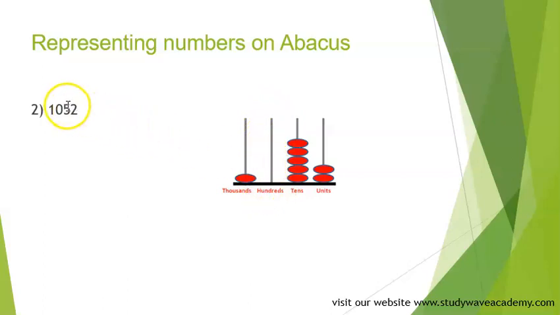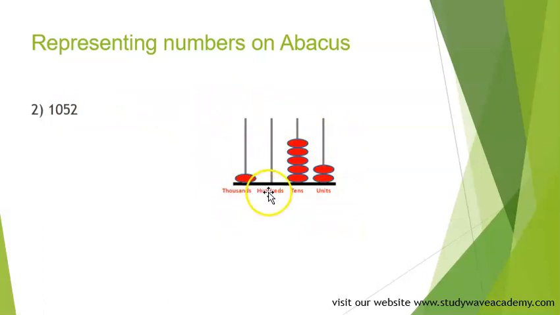So we have 5 next. As the tens, we count 5 beads. 1, 2, 3, 4, 5. Did we do that? Yes. Okay. And the next is the 2, which is the ones. So we count 2 beads in the ones. 1, 2. So we have placed this number according to its value in the abacus system.